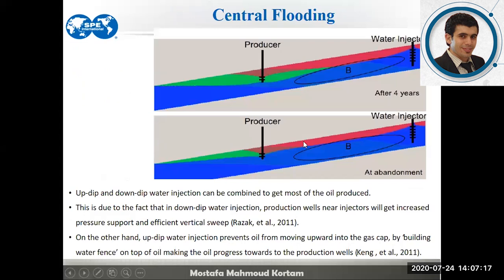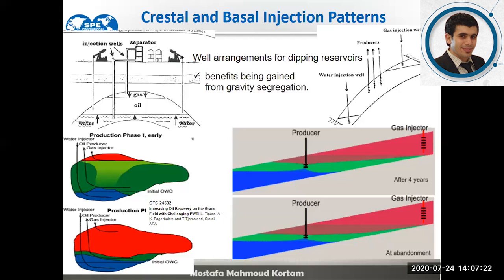Some people or some applications would think differently. They think, okay, let's inject water in the aquifer or in the water region, and let's inject gases in the gas region and utilize a combination of gas injection and water injection. So rather than injecting water at that time, they think, okay, let's inject gases and drive the gas cap to work intentionally to push the oil down.